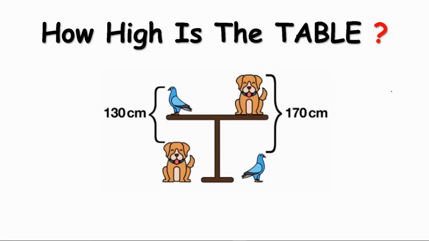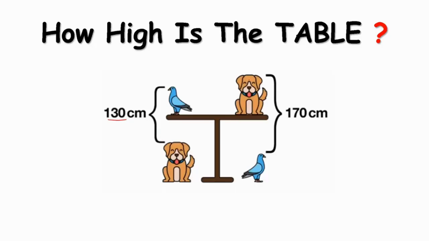So in this video we are going to solve a problem where we need to calculate how high is the table. Now if we carefully analyze the picture, we can see that on the left hand side we have a bird on the top of the table, and under the table there is a dog, and the distance from the head of the bird to the head of the dog is given as 130 centimeter.